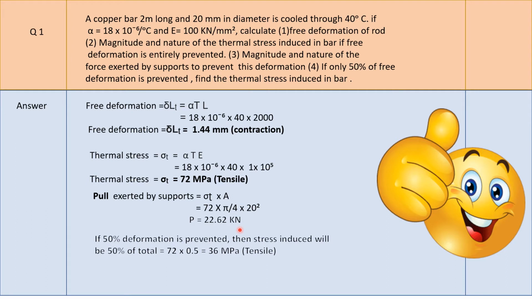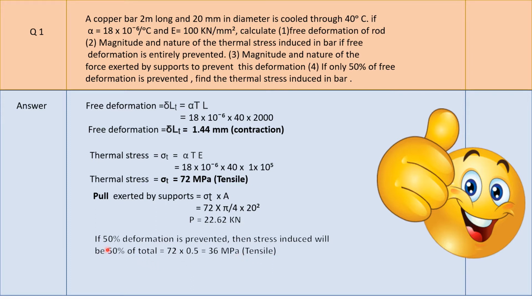Now, the fourth thing which is asked is, if only 50% deformation is prevented, find the thermal stress induced in the rod. If 50% deformation is prevented, then the stress induced will be 50% of the total. The total stress developed here is 72. So 72 into 0.5, 50% is 50 divided by 100, that is 0.5, so 36 megapascal, and it is also tensile.